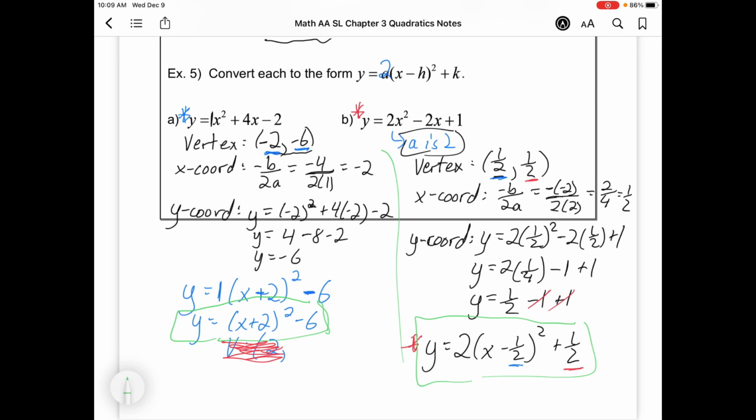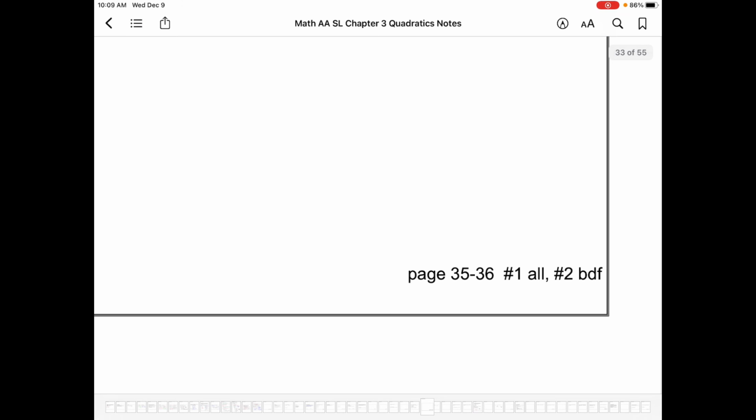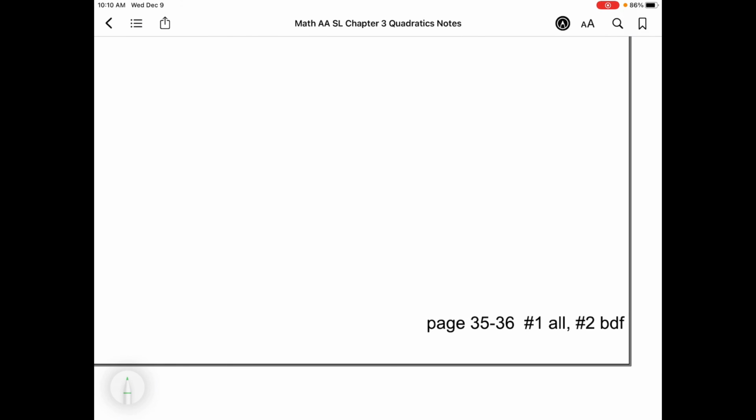So in terms of practice on this stuff, you can check out from the old book, page 35 to 36. I'll leave it to your discretion whether you want to do all of these. It really depends on how comfortable you feel with this. So let's say maybe do a smattering, optionally a smattering. I think you should do these ones over here.